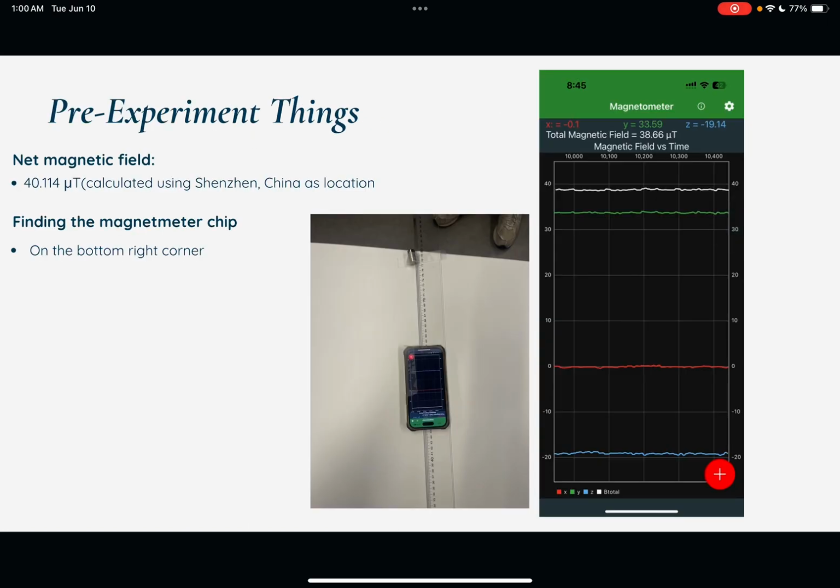And the pre-experimental things that we have to do: we have to calibrate the x-axis to be 0, which is the red line there. Given the latitude and longitude of my location, the net magnetic field should have been 40.114 microteslas. And in the rightmost screenshot, it is 38.66 microteslas. And the magnetometer chip, which I'll go over in the next slide, is on the bottom right corner.